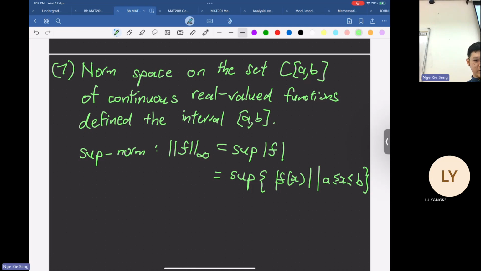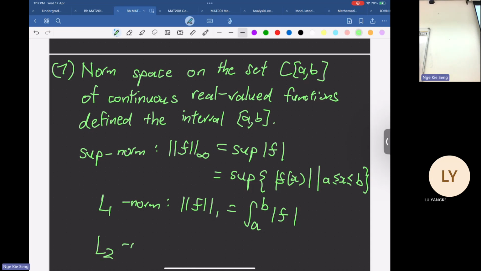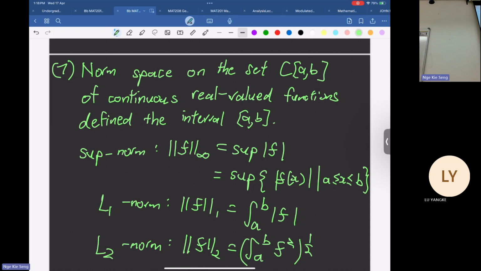Okay. What else? We can do the L1 norm, for example. So what is the L1 norm here? The L1 norm is just the integral from a to b of the absolute value of f. We want to make sure there's no negativity coming out here, so I take the absolute value of f. And we can also define the L2 norm here. Maybe you took some courses that say a function is square integrable, meaning this norm is finite.